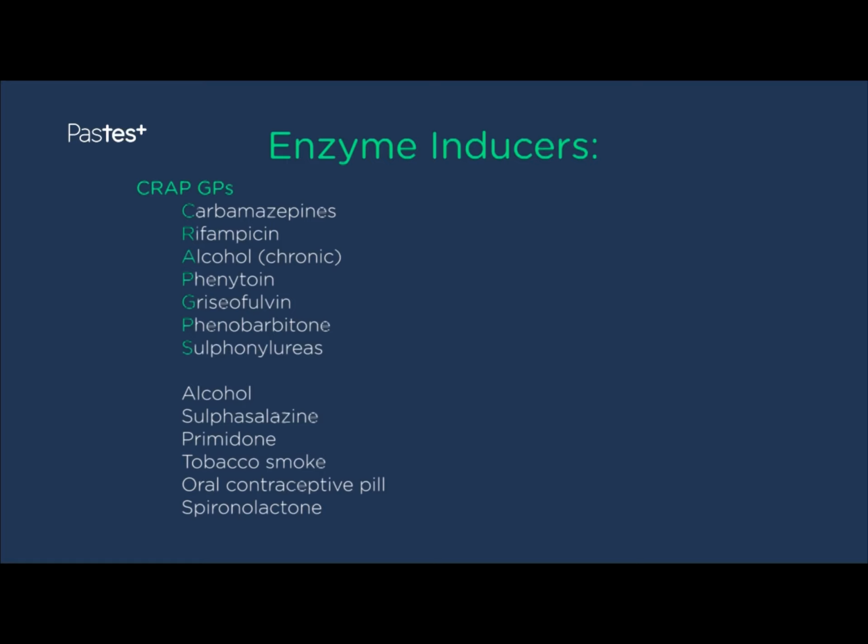And here's a useful mnemonic, CRAP GPs. So carbamazepine, rifampicin, chronic alcohol abuse, phenytoin, griseofulvin, phenobarbital, sulfonylureas. In addition, tobacco smoking, the pill, spironolactone can all be enzyme inducers. And so any of these drugs, when taken concomitantly with paracetamol, will lead to increased paracetamol toxicity. And therefore, when treating them, you must use the high-risk line, the lower line on the nomogram, for treating patients with paracetamol overdose.